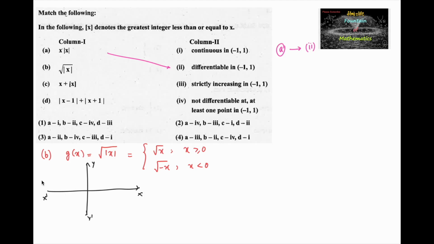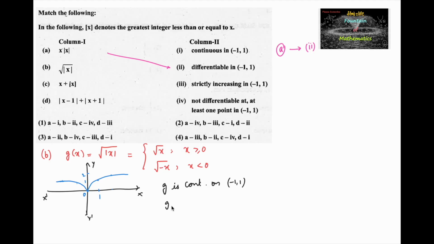For x greater than or equal to 0, we can draw the graph. Root x graph will be this. The graph will be, it's a symmetric graph. So clearly we can say that this function is continuous in the interval -1, 1.